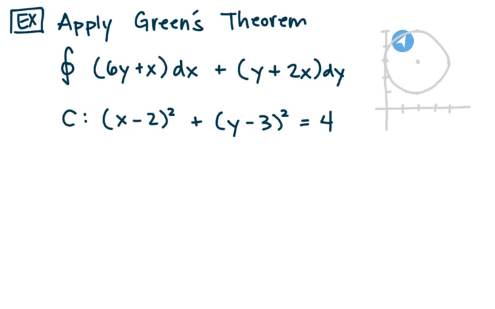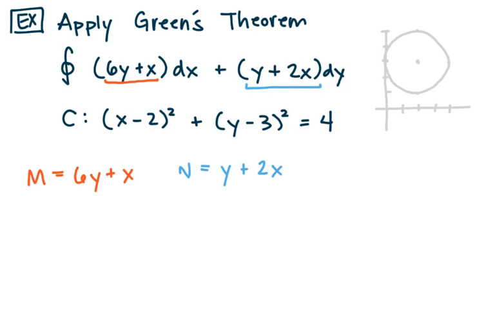Here I've brought in our curve. So you can see that circular path. By definition, my M value is 6y plus x, and my N value is y plus 2x. Now for this form, I need the partial derivative of M with respect to y, which gives me 6, and the partial derivative of N with respect to x, which gives me 2. Setting this up using our formula, that's the double integral over the region of N sub x minus M sub y dA. And this again is from our Green's theorem circulation version.